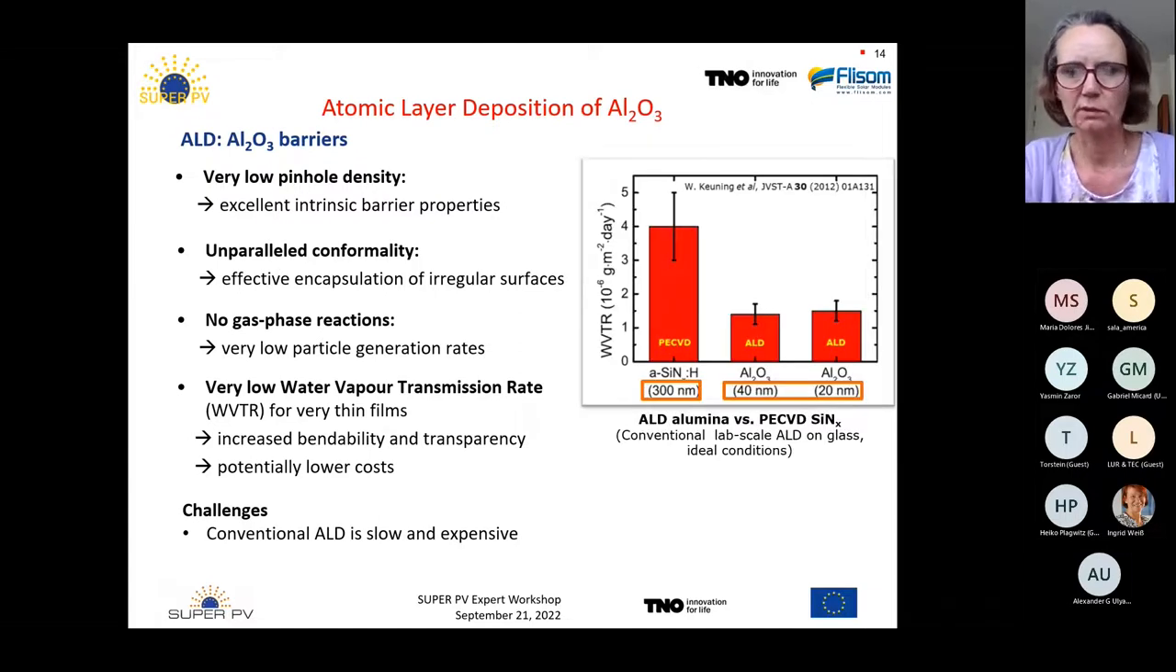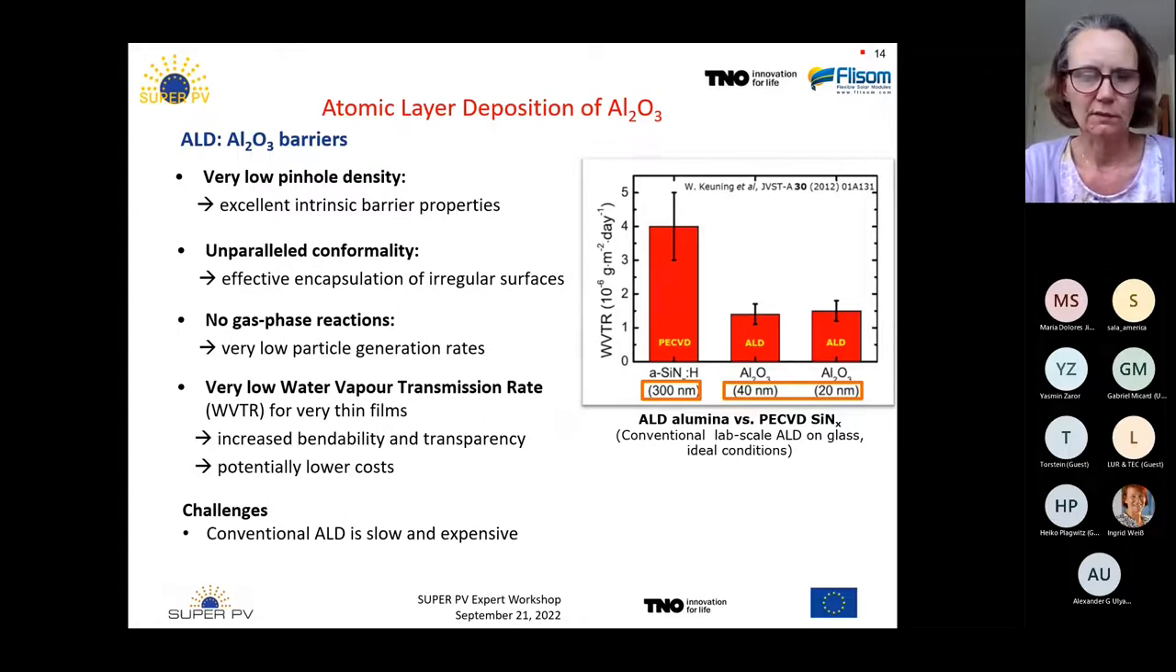This we can also see in the graph. On the y-axis, we see the WVTR, which is the water vapor transmission rate in gram per square meter per day. The lower, the better, the less water comes in. And we can see that for a thickness of only 20 to 40 nanometers of this aluminum oxide, it already shows lower WVTR values than this PECVD silicon nitride.